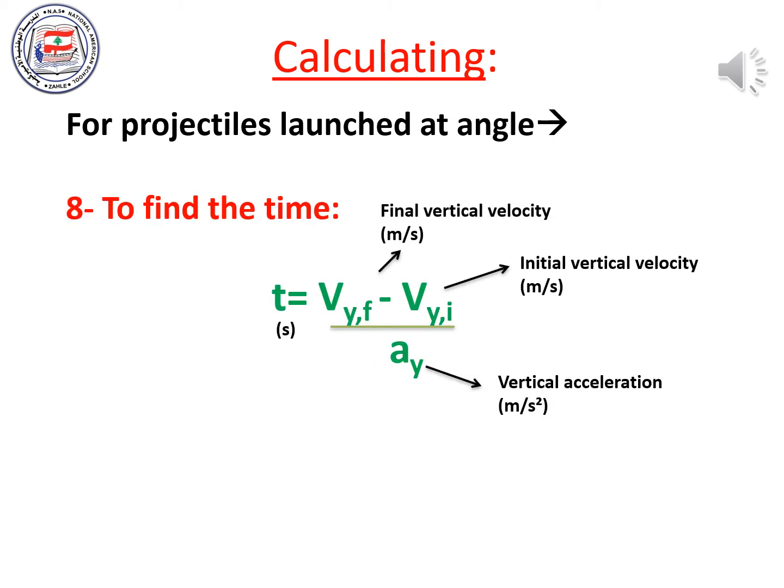Finally, in order to find the time of travel, we use the equation you see in front of you. t, which is measured in seconds, is equal to Vyf, the final vertical velocity measured in meters per second, minus the initial vertical velocity measured in meters per second, Vyi, over the vertical acceleration, Ay, measured in meters per second squared.